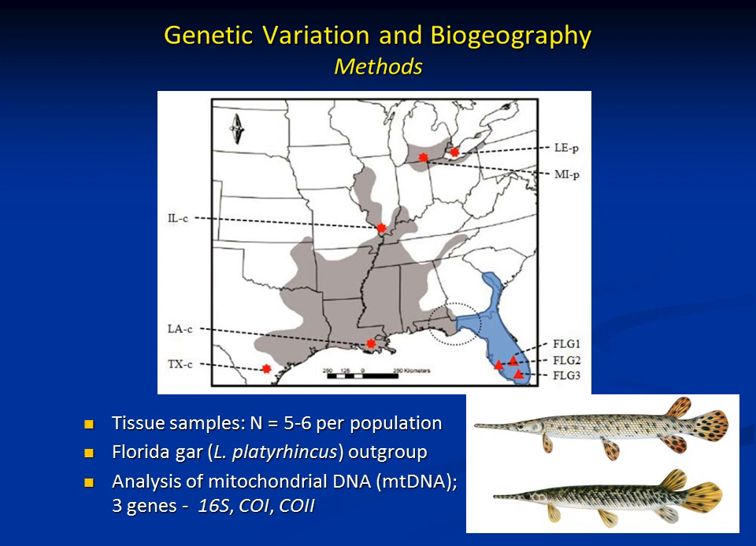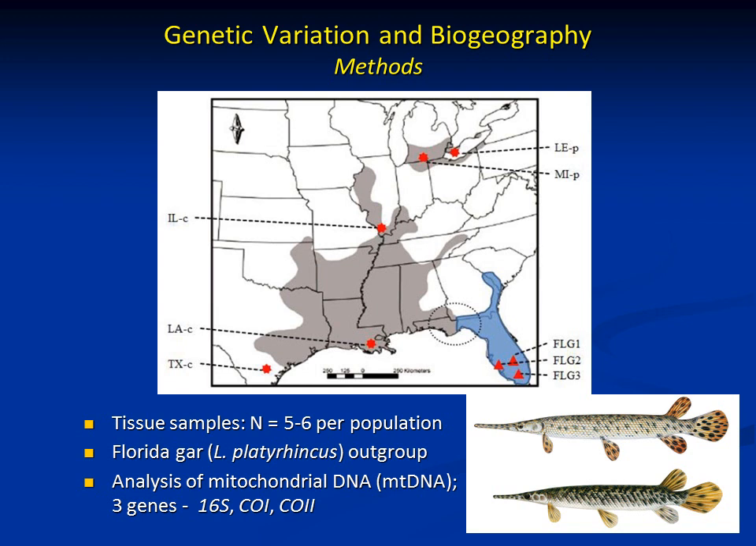We also used the Florida gar as an outgroup. Again, we wanted to use an organism that was somewhat related, but definitely different from our main organism of this study. So we know that all of these populations should be relatively closely related. We use the Florida gar as the next closest relative to the spotted gar as sort of our outgroup, something to compare everybody else to.